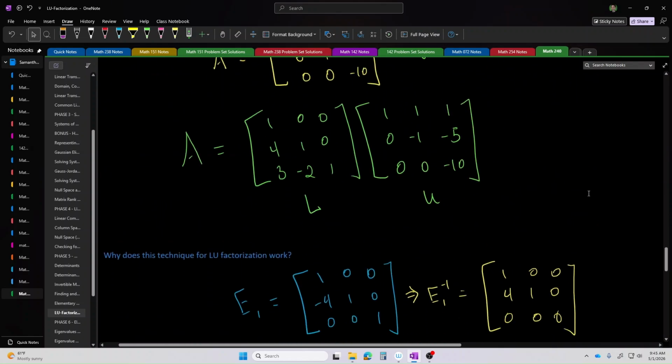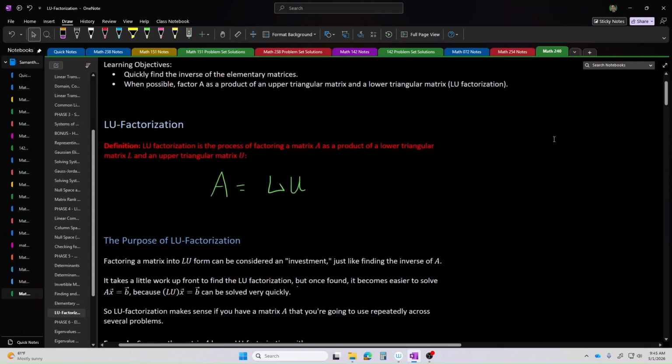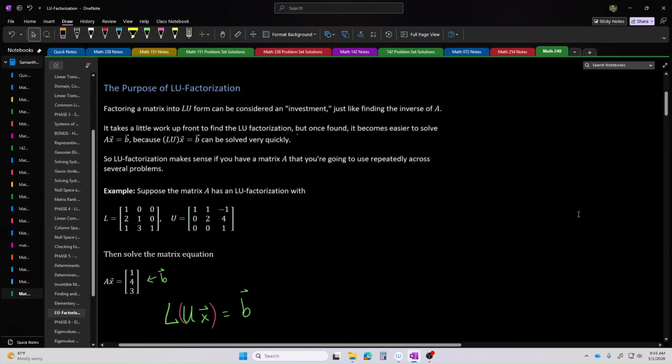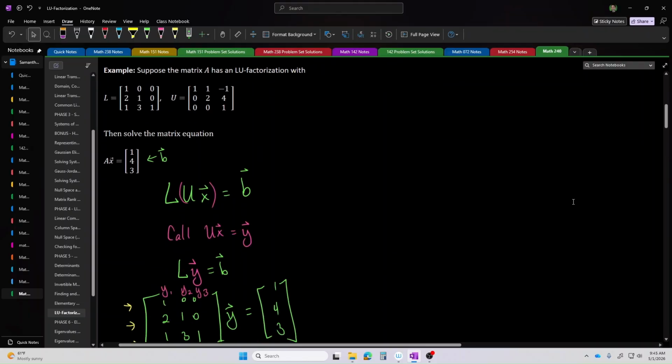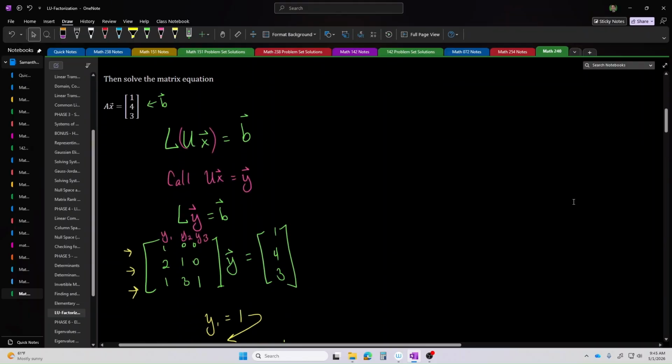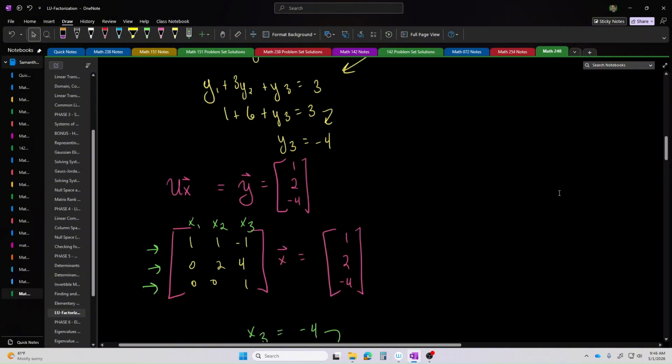So that's the LU factorization process. LU factorization is the process of taking a matrix A and splitting it into two parts, a lower triangular matrix L and an upper triangular matrix U. If your matrix A has been split in this fashion, it allows you to solve matrix equations involving A without doing any additional row reduction, just by essentially using lots and lots of substitution.